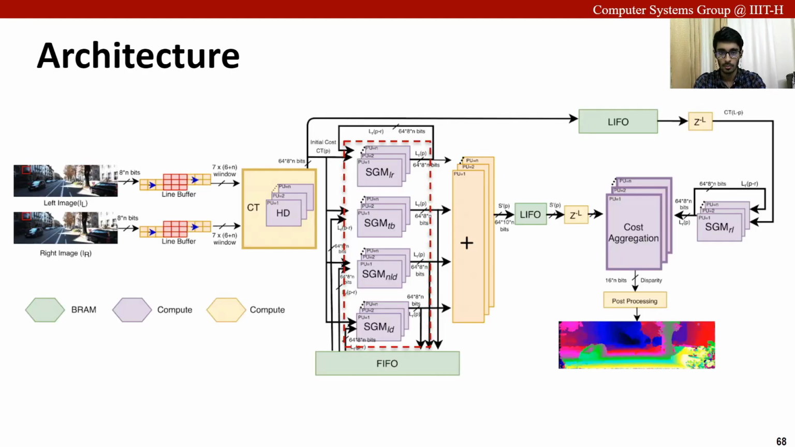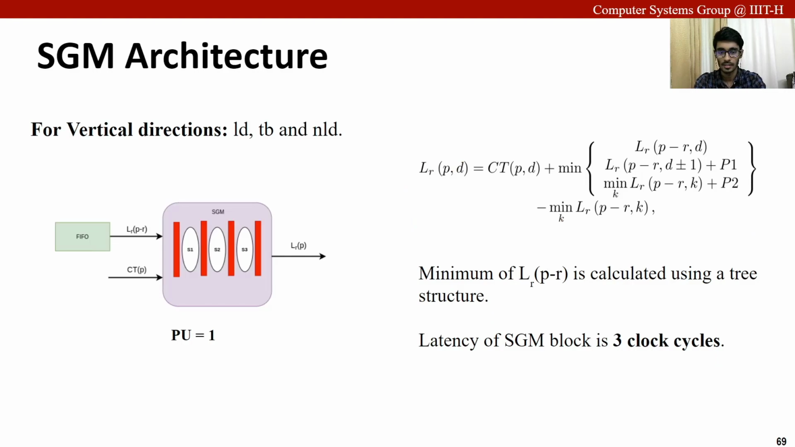Next we look at the SGM underlying architecture. SGM is a 3-stage pipeline which is implementing LR, the update equation. This uses a tree structure to calculate the minimum of LR P minus R, and it takes the input from BRAM for vertical directions.